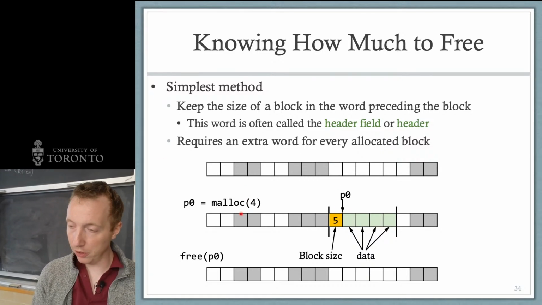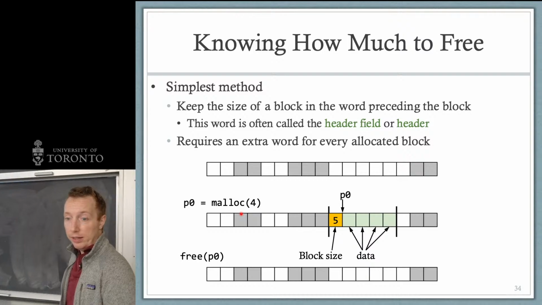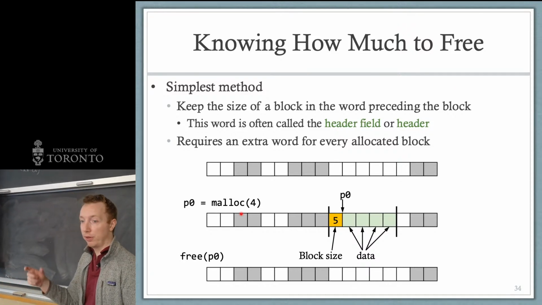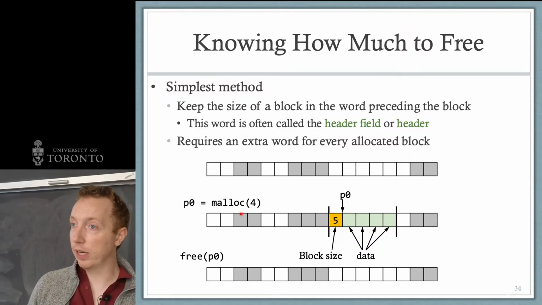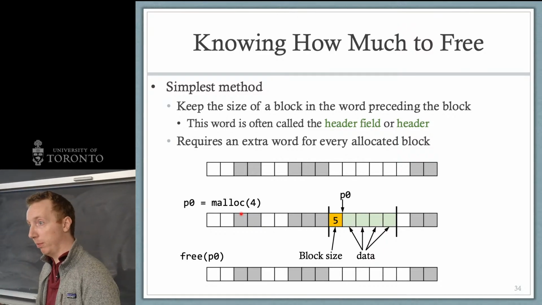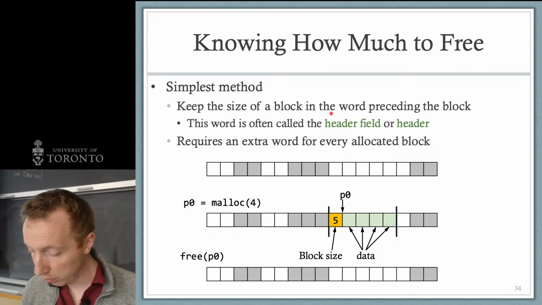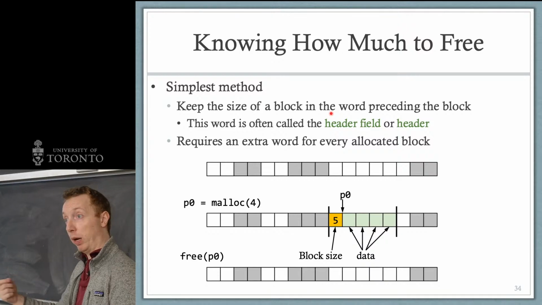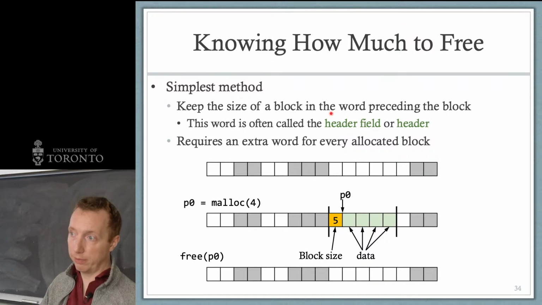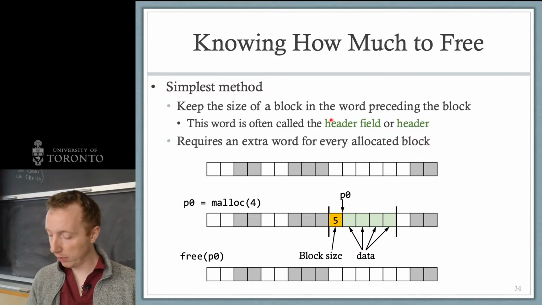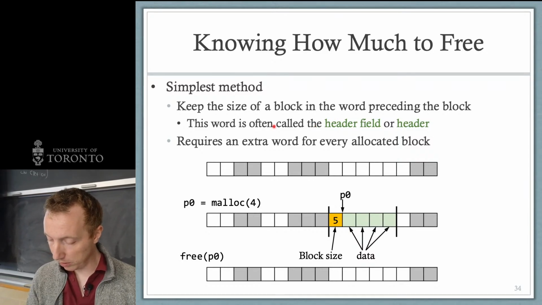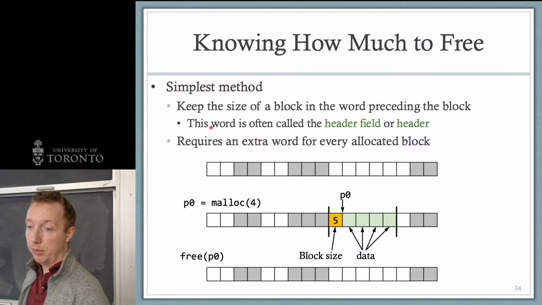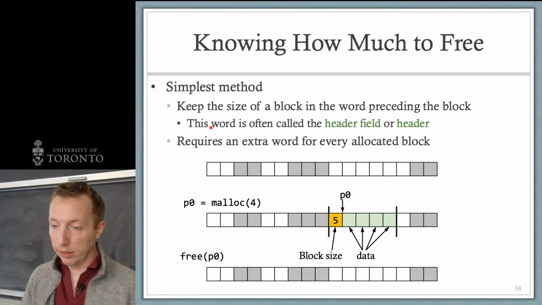So if we want to know how much to free, the easiest thing to do is to keep the size of the block in the word preceding the block. This is often called a header. If you back up a little bit, you can use that to store some information about the allocation. So it's right next to the allocation whenever we need to free. It's right there in memory, if we take care of the caches and everything like that, and we're all good. So this has a bit of space overhead. For every allocation, we need an extra word.